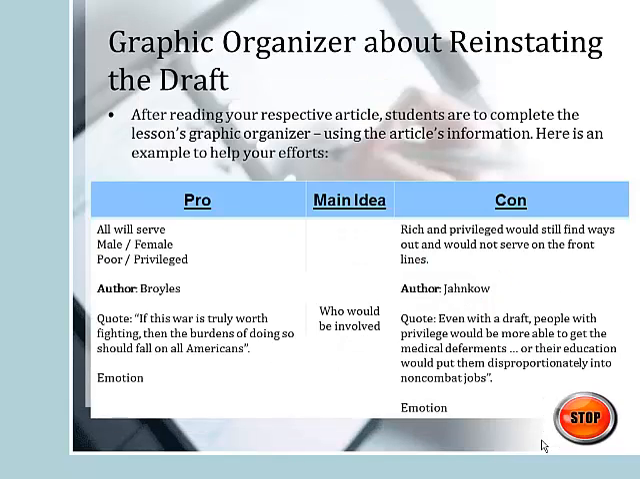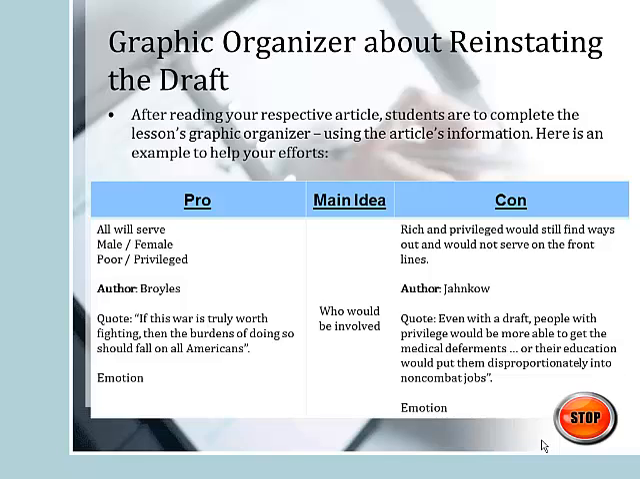The next task related to that particular article is that students are going to complete a graphic organizer, obviously using the article information you just read. So here's an example to help your efforts. What you need to do is go into Blackboard, open up the graphic organizer, and you'll see 3 columns down, and you'll also see 3 columns across. Based upon the article that you chose, one of these authors is going to be for. They're going to be very pro reinstating the draft. Now, the other author is going to be anti reinstating the draft. They're going to be against it.